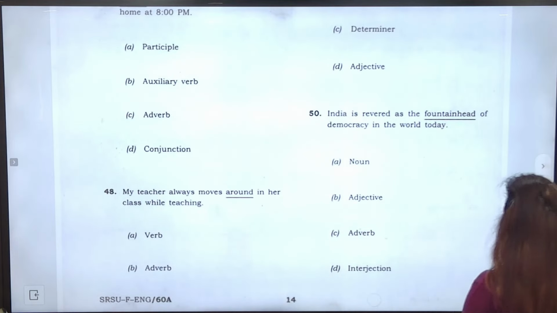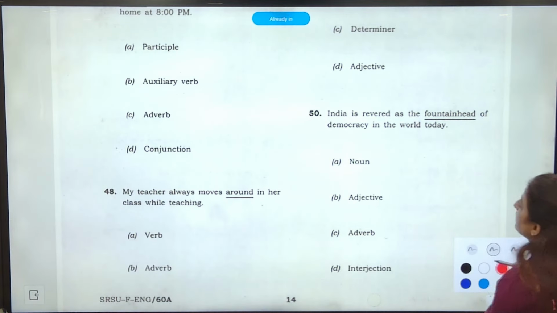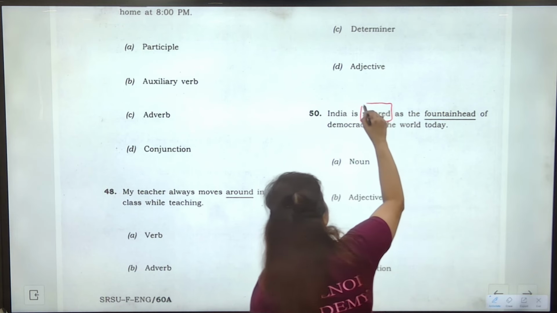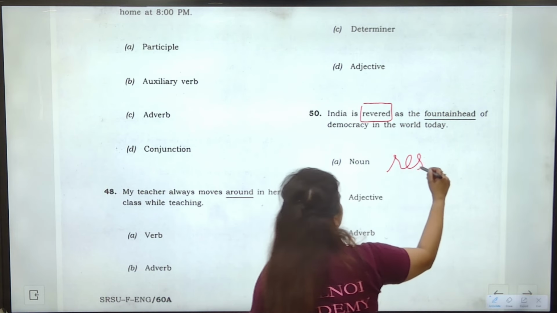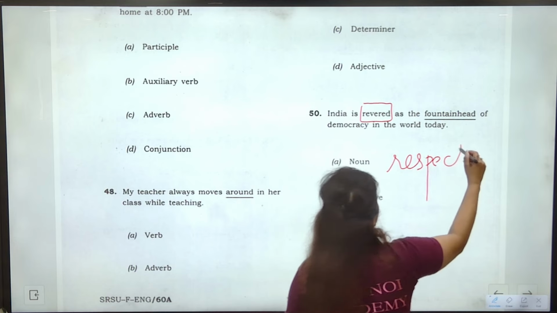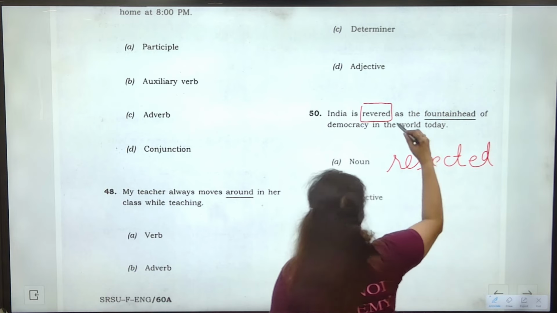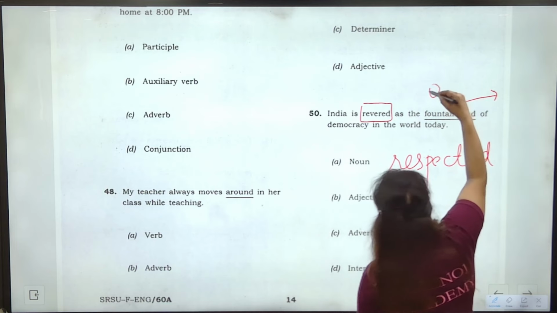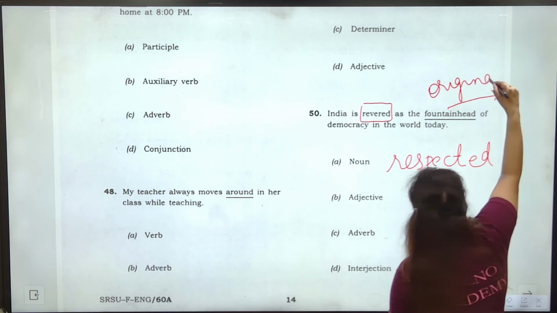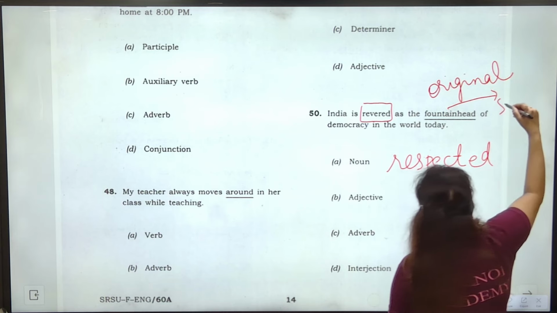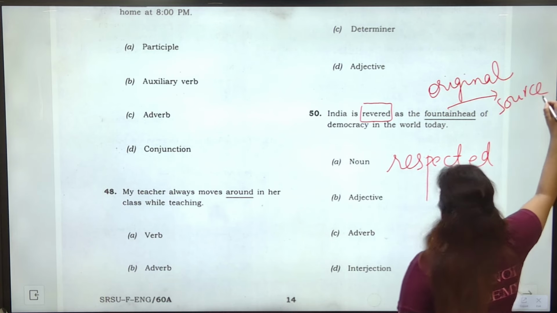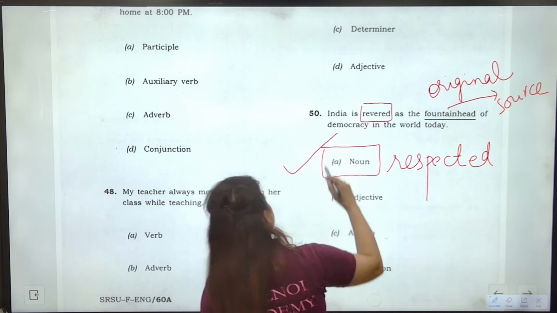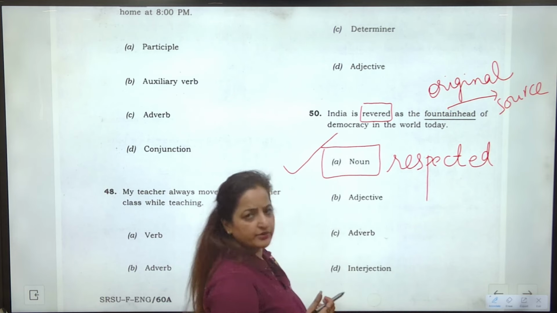Question 50. फिर से यहाँ देखो कितने vocab words हैं. Revered, revered, however you pronounce it, it means respected. इंडिया को बहुत रिस्पेक्ट किया जाता है. कैसे? As the fountainhead of democracy. Fountainhead basically means the original source of democracy. कि हमसे ही शुरू हुई थी डेमोक्रेसी. तो original source. So source क्या होता है? Source is the noun. That's how you decide the answer.